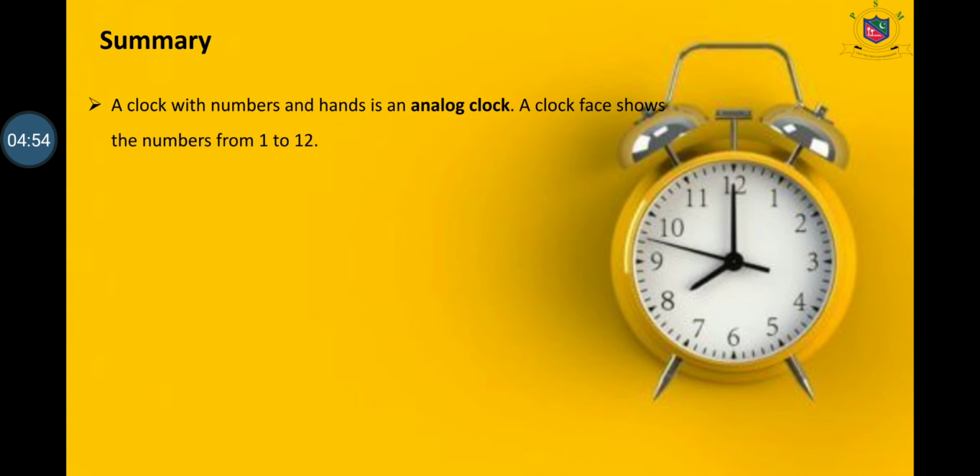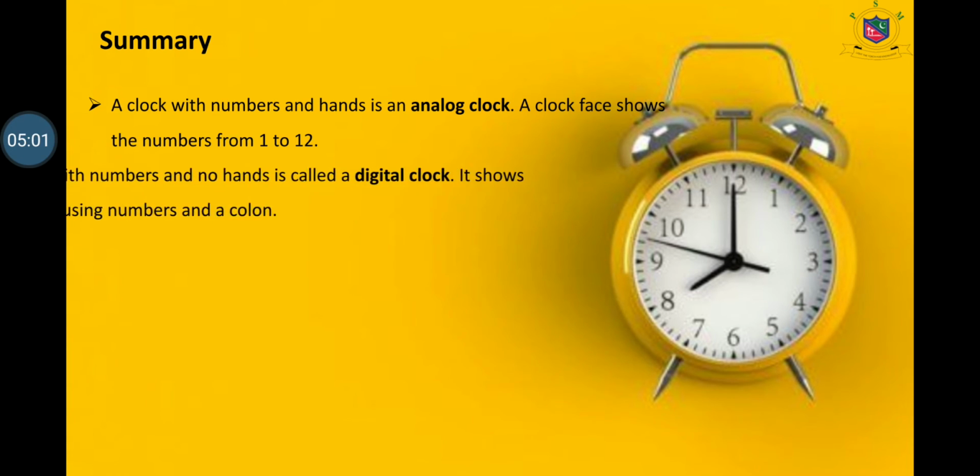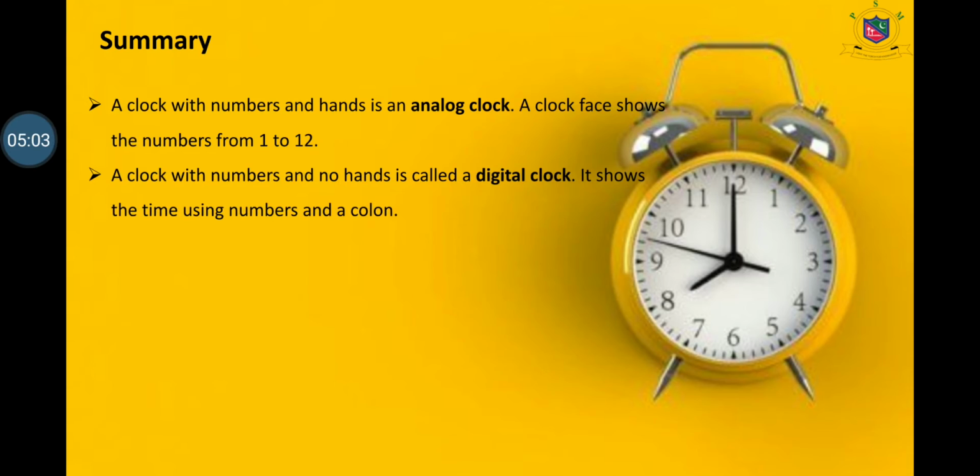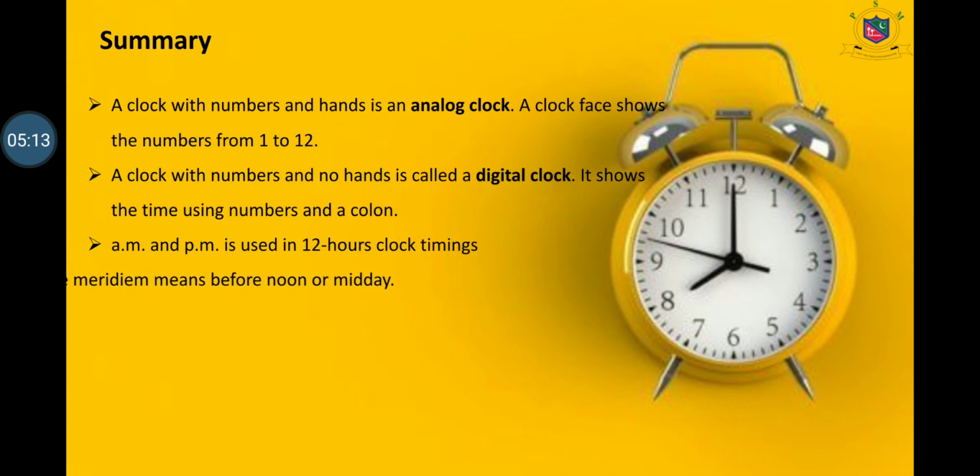A clock with numbers and hands is an analog clock. A clock face shows the numbers from 1 to 12. A clock with numbers and no hands is called a digital clock. It shows the time using numbers and a colon. AM and PM are used in 12 hour clock timings.